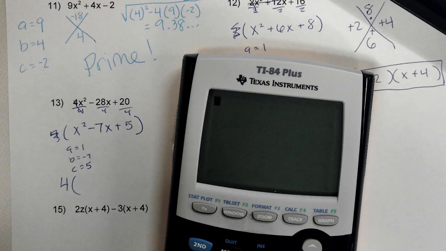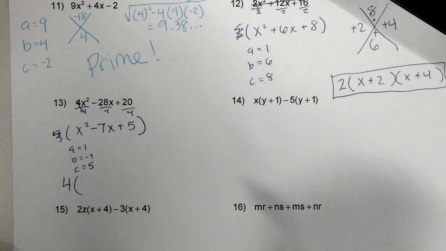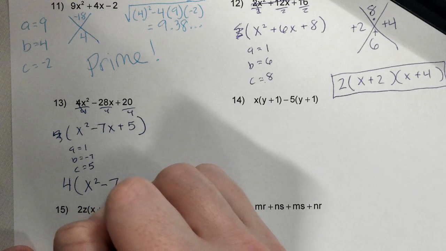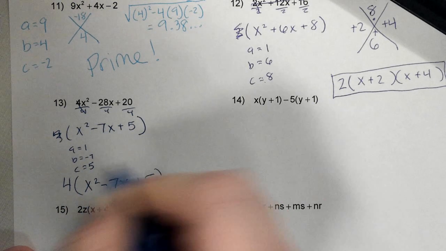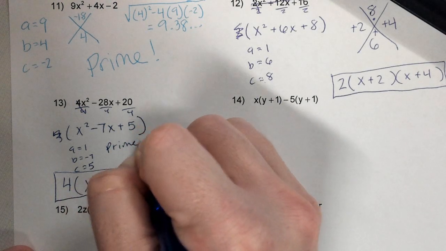Double check my math. So let's see, we could do the square root of b squared. Actually, I was going to check the original to make sure. Minus 4 times a times c. It gave me ugliness, so it's prime. The inside is prime. However, we did take out our GCF. So our final answer is this, because the inside is prime.